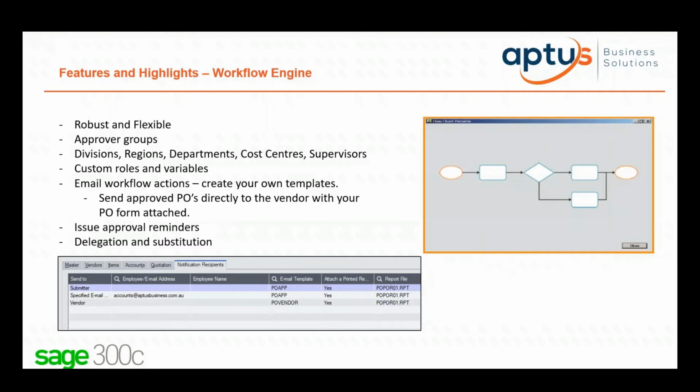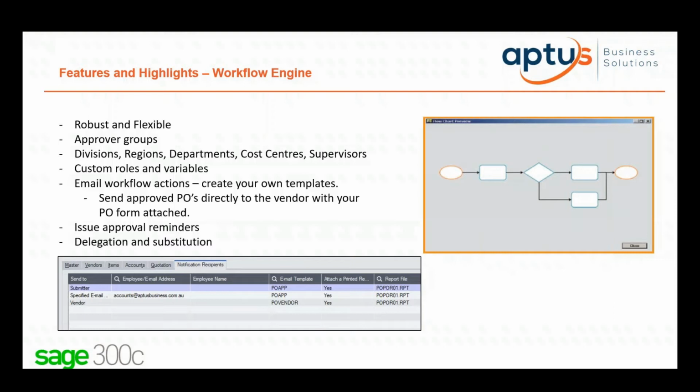You can attach any sort of terms and conditions or any sort of Christmas closure information. And as you can see below in the example, we've got a submitter, a specified email address, so the accounts here at Aptus Business, and the vendor. Each of those three email addresses will be receiving a report file, but the vendor's email template is a little bit different to the submitter's and the specified email template. So the vendor would have a purchase order waiting with the attachment, whereas the submitter and the specified email address will be just a generic internal Office document message.